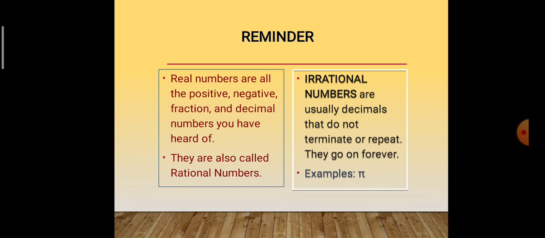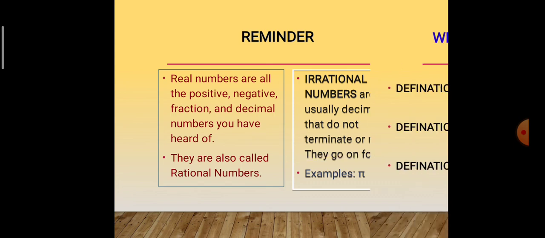Once again, a reminder. Rational numbers are all the positive, negative, fraction and decimal numbers you have heard of. Next one, irrational numbers. Irrational numbers are usually decimals that do not terminate or repeat. They go on forever.